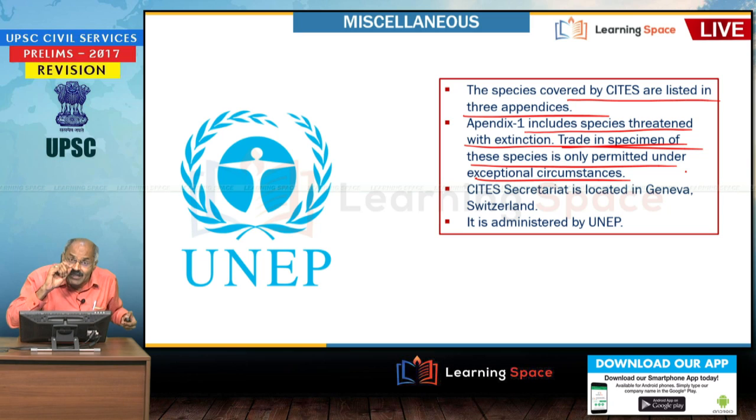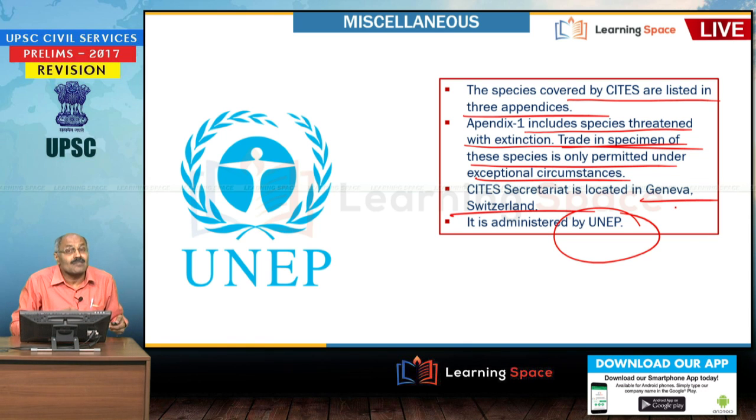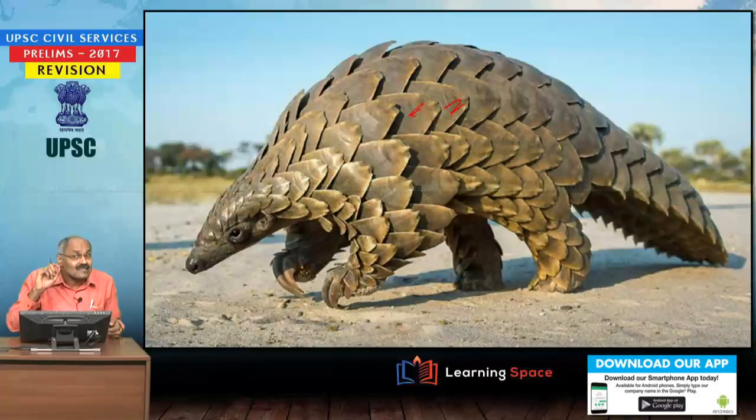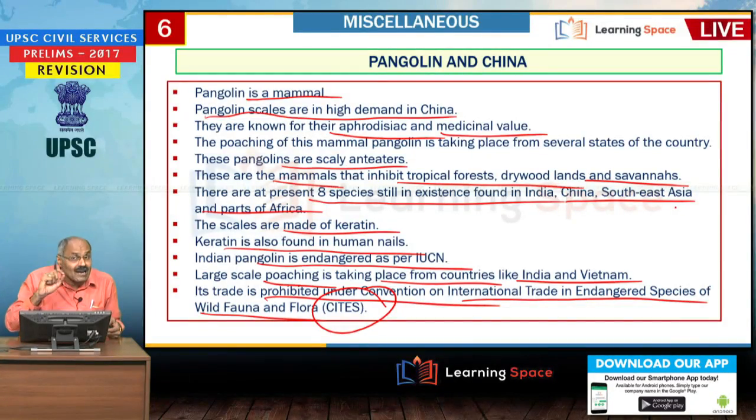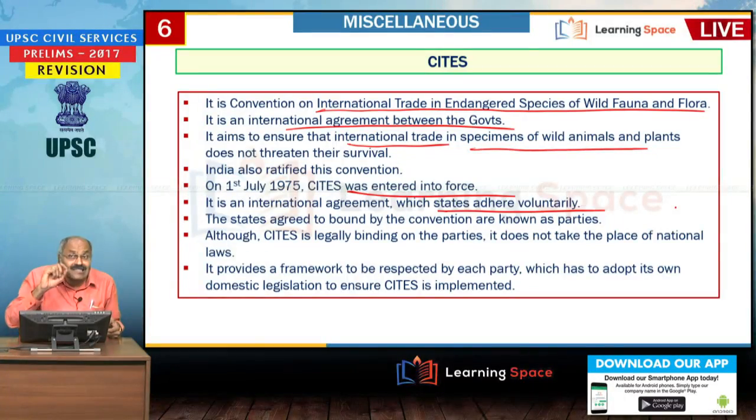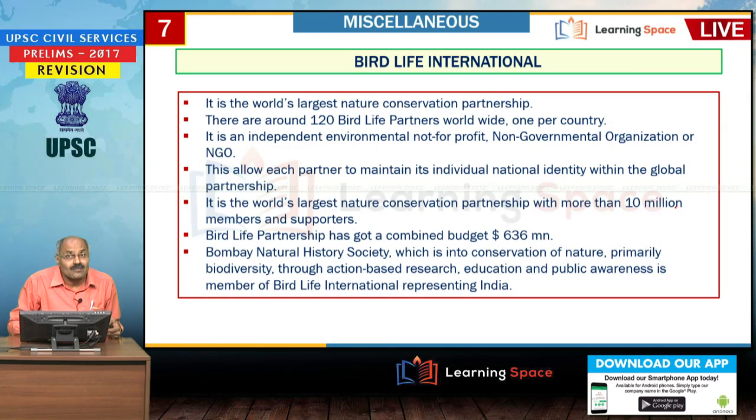And CITES, please do not forget, it is administered by UNEP, that is one part, and its secretariat is located in Geneva, Switzerland. Right friends, these two things, this pangolin and China and CITES, these two are very, very important. Let us go ahead. BirdLife International, one of our friends suggested this when I was discussing Bombay Natural History Society.